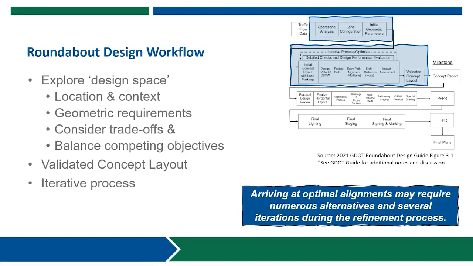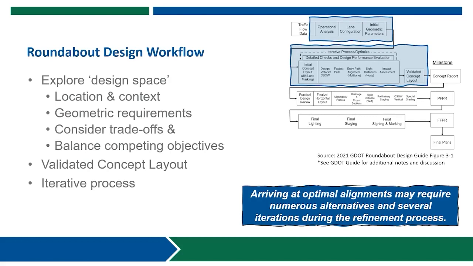Is there a certain roundabout size we'd like to have because of design vehicles that may use the intersection frequently? Consider the trade-offs. Are there competing interests and objectives at the intersection? Do we have pedestrians or bicyclists? And is the intersection also used by large tractor trailers? The larger dimensions for the tractor trailers often work against the safety and performance for bicyclists and pedestrians. So balancing those objectives will be important during this phase.